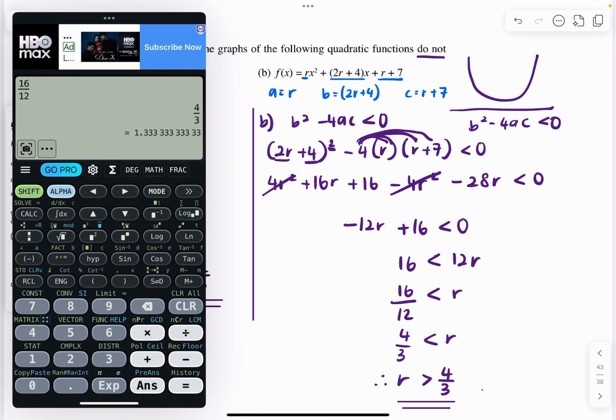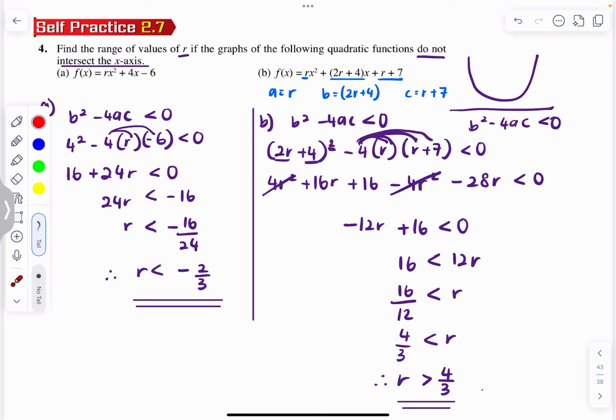Done. Okay, so whenever you rearrange this, you just look at the symbol. You see r bigger than 4 over 3, right? So when you rearrange it, you have to write it this way. R bigger than 4 over 3. That's it.